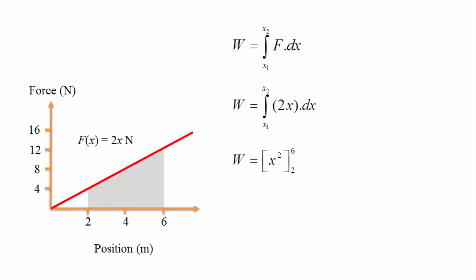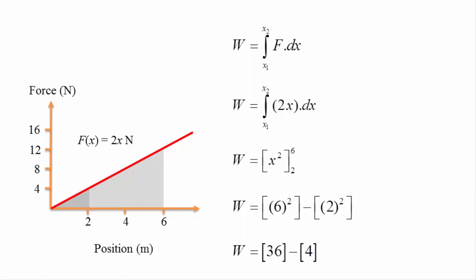Now we can solve for the integral by subtracting the integral solution at the start position from the solution at the end position. Graphically, this is equivalent to determining the area under the graph up to the final position and subtracting it with the area under the graph up to the start position using geometry. So what is the area of the shaded triangle under the curve up to 6 meters? And what is the area of the shaded triangle under the curve up to 2 meters?